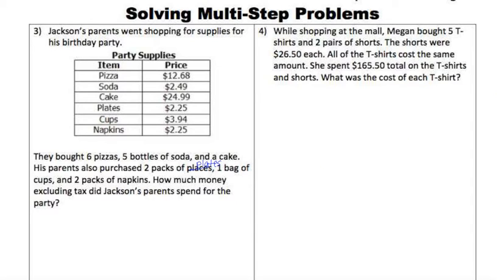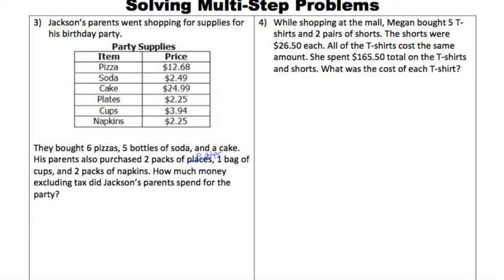So, first thing that we're going to do is we're going to look in the problem. Let's highlight what's important. So, they bought 6 pizzas, 5 bottles of soda, a cake, 2 packs of plates, 1 bag of cups, and 2 packs of napkins. And it's asking, how much money did the parents spend? Okay, so it gives us all the costs of the party supplies here. And it says we bought 6 pizzas. So our first step, let's write step 1.